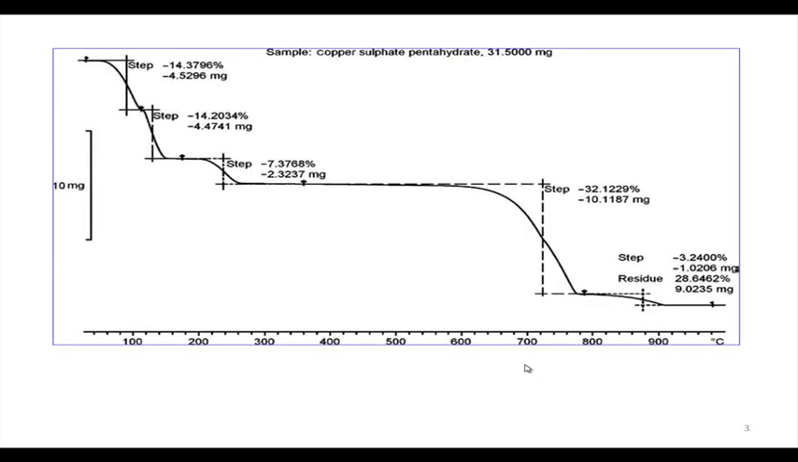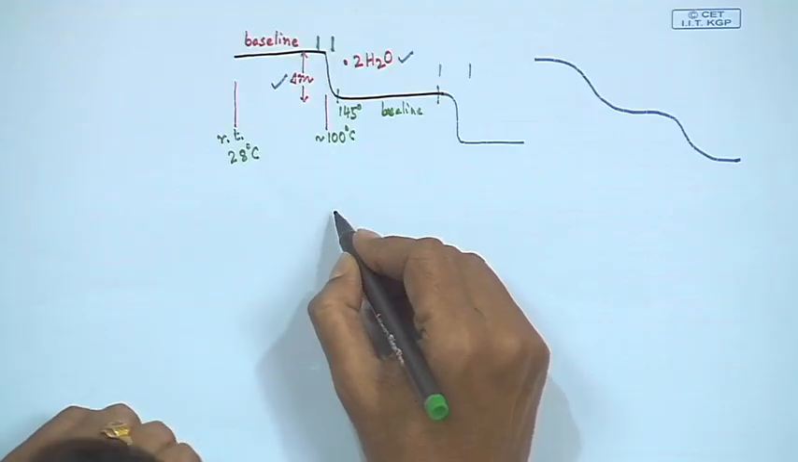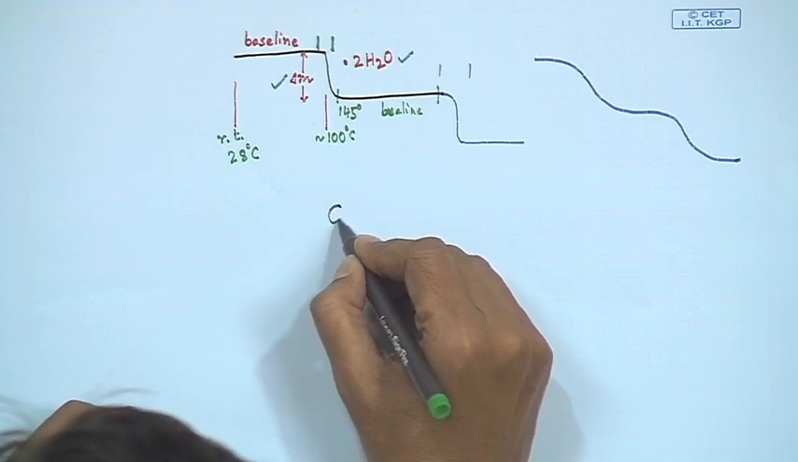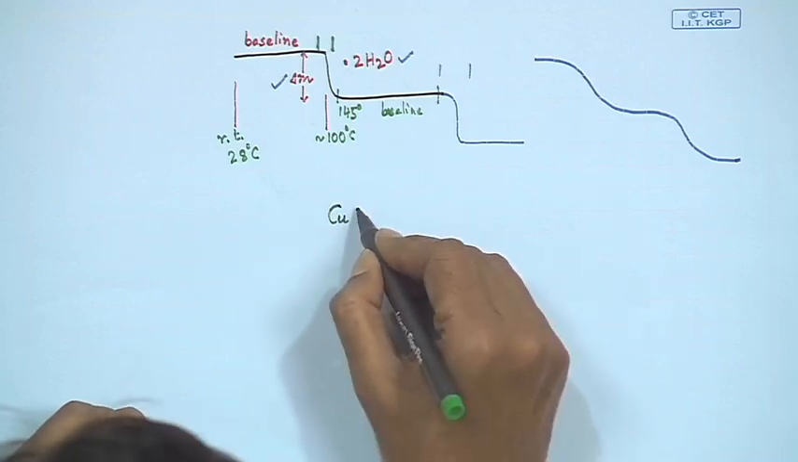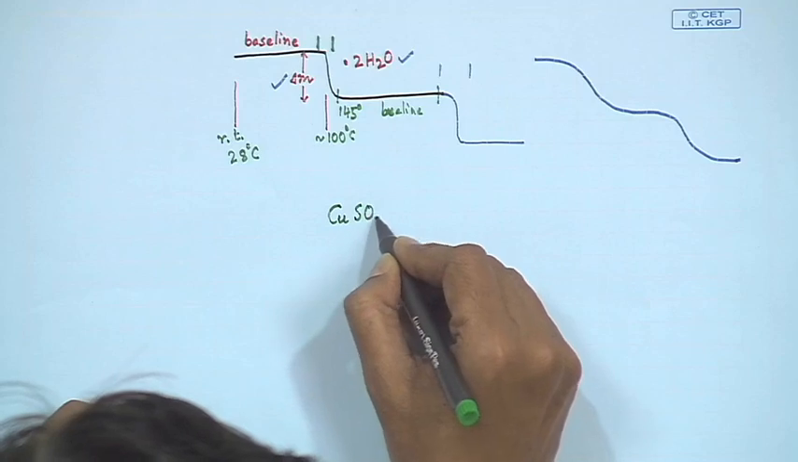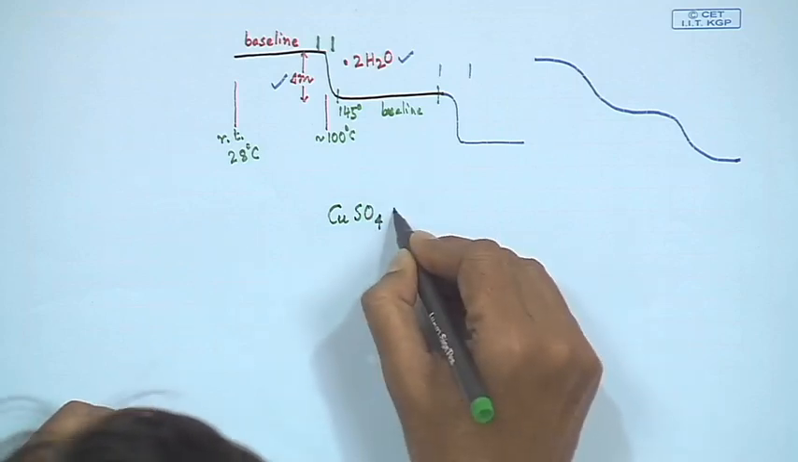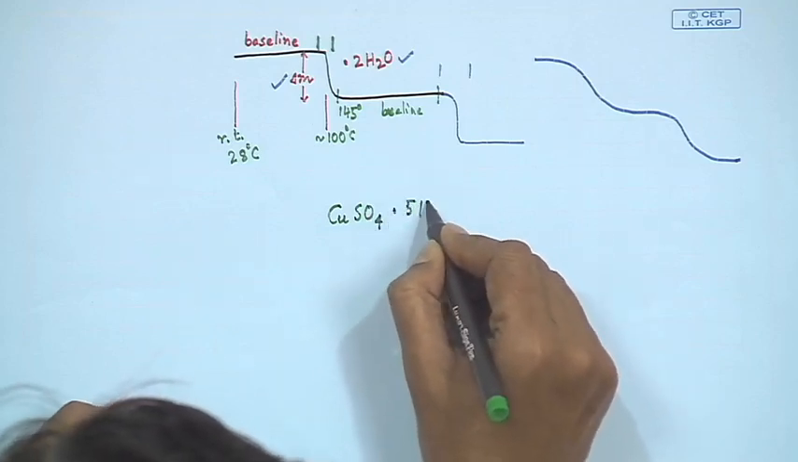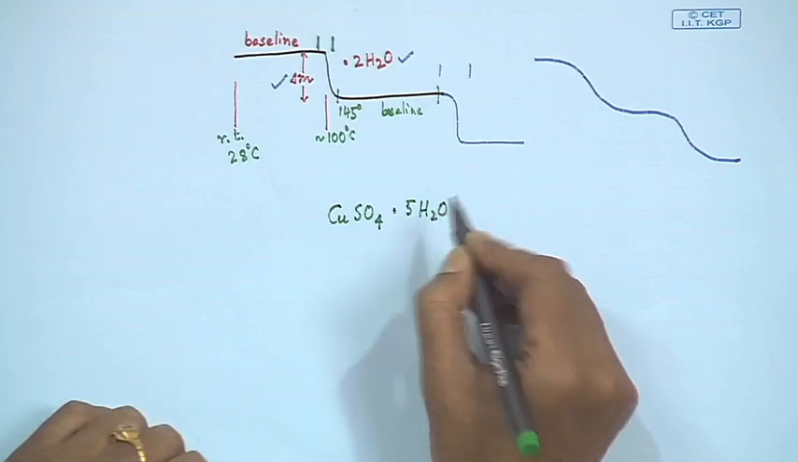So, if we now take a very simple example that we have been studying from our school days, a good reference you can have for handling your instruments is copper sulfate, which has 5 waters of crystallization.